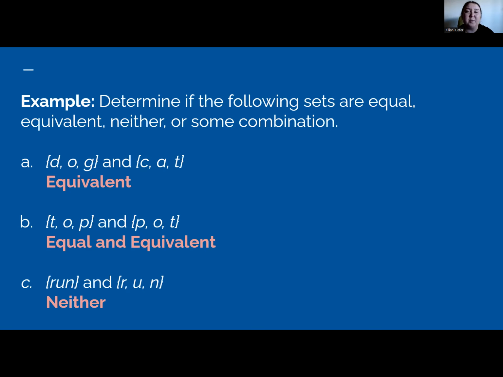It was not an example in this one, but it's important to note that just because something has the same elements, if another set has more elements, they're still not equal just because it has some of the elements that were in the other set. Something like the set of XYZ and the set of WXYZ. They're not equivalent because they don't have the same number of elements, and they're not equal because they don't have the exact same elements. You have to have the exact same elements for them to be equal. So those would be neither as well.